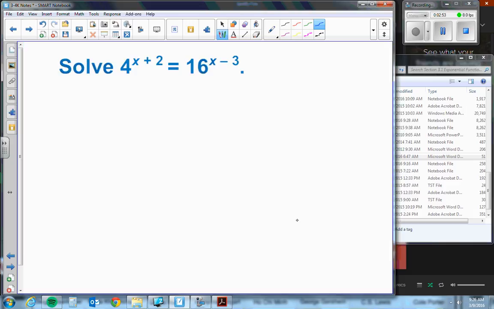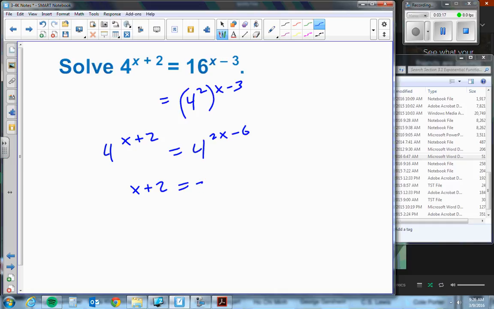This one, it's easy. You get a common base. What's the base going to be? 4. You could use 2 if you wanted to, but 4 is easier, I think. So write the 16 in terms of 4: 4 to the power of 2. And so the right side becomes 4 to the power of 2x minus 6. Multiply exponents. And now we've got it so we can drop the bases, or in other words, set the exponents equal to each other. Subtract x from both sides, add 6 to both sides, and we're done.